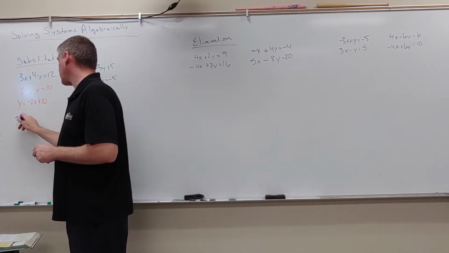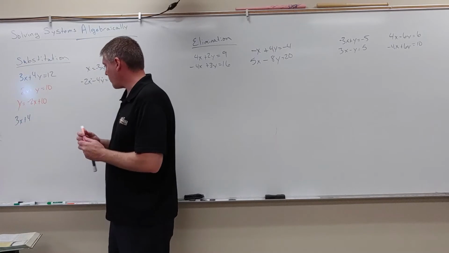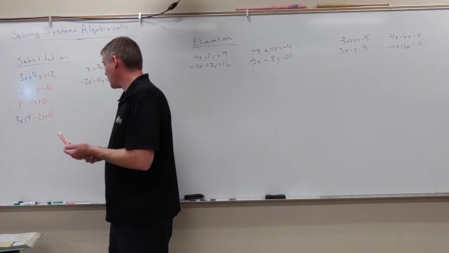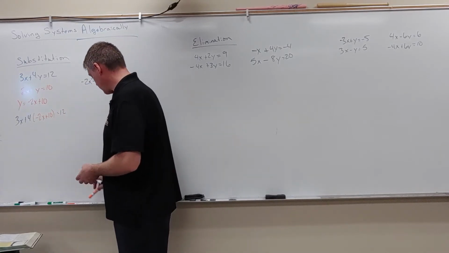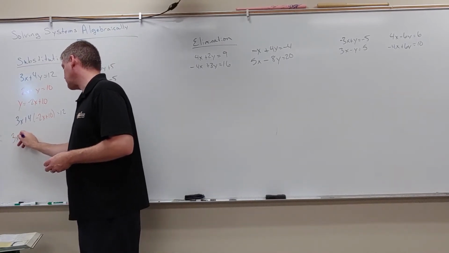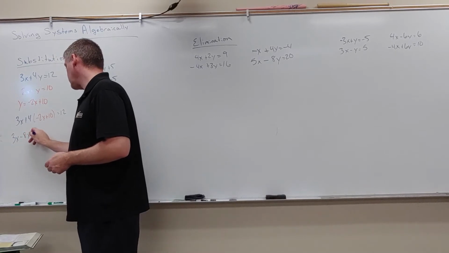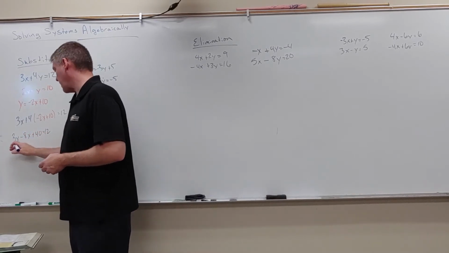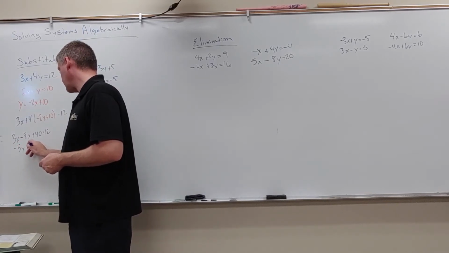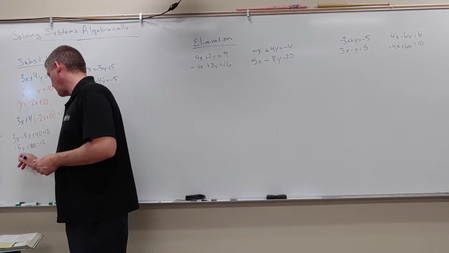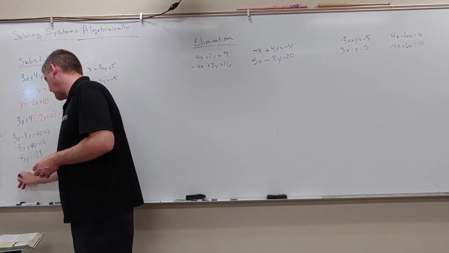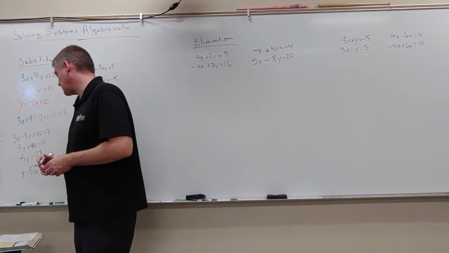So I end up with 3x plus 4 times, I'm going to use my orange marker here to show you where it goes, negative 2x plus 10 equals 12. Okay? So now I'm going to solve these out. I'm going to distribute my 4. So 3x minus 8x plus 40 equals 12. I'm going to combine my x's, so I have negative 5x plus 40 equals 12. I'm going to subtract my 40 over, negative 5x equals negative 28. Divide by negative 5, I get x equals 5.6.